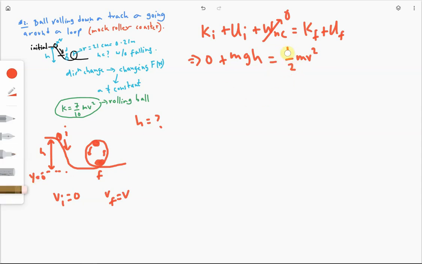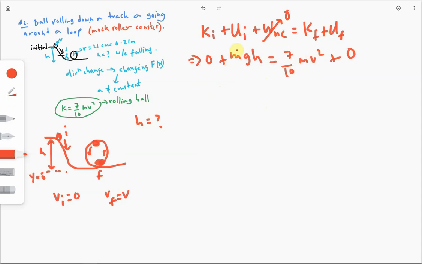It is a rolling ball, and we wrote down the formula for that just now, which was 7/10 mv squared. The v is the speed at the bottom of the loop. Then what is Uf? Since the bottom of the loop corresponds to a position of y equals 0, this means that potential energy mgy is 0. Therefore we have the equation mgh equal to 7/10 mv squared.